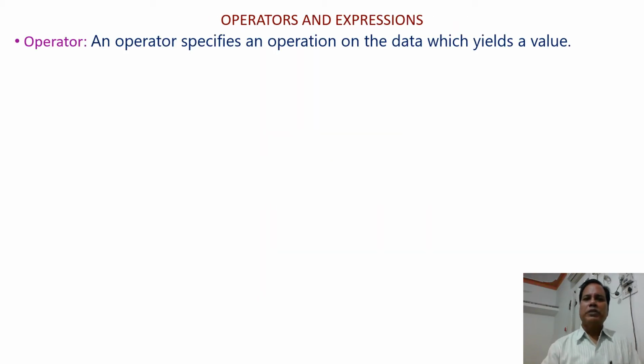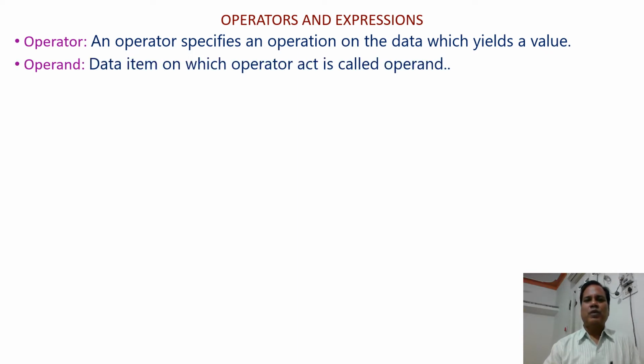Today we will discuss operators and expressions. What is an operator? An operator specifies an operation on the data which yields a value. Operand: the data item on which an operator acts is called an operand.